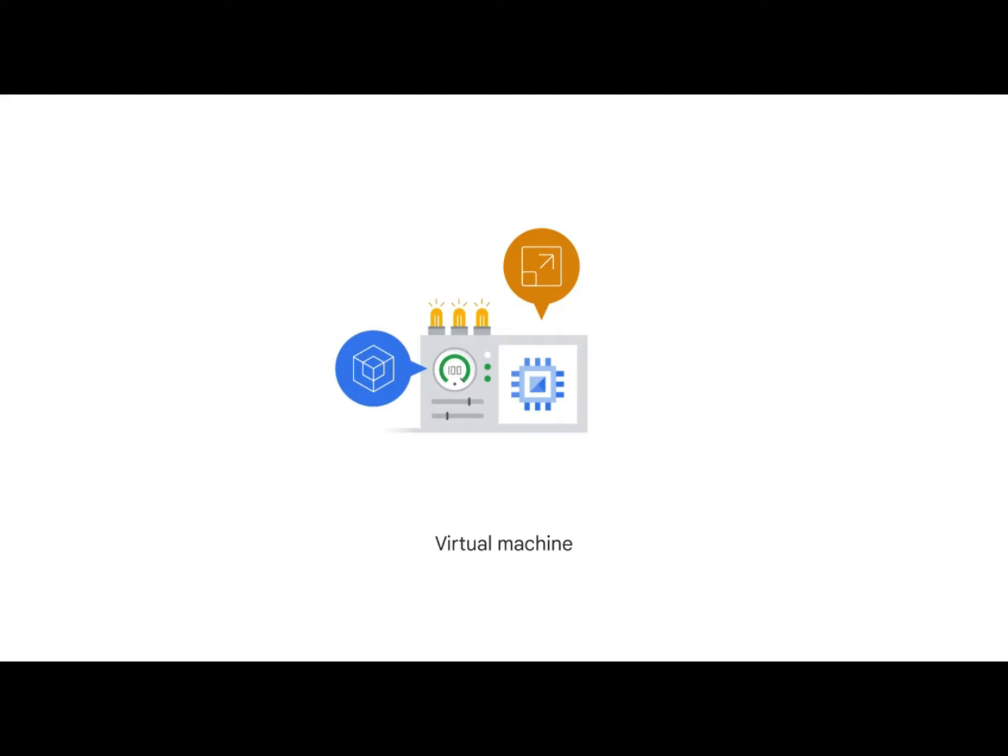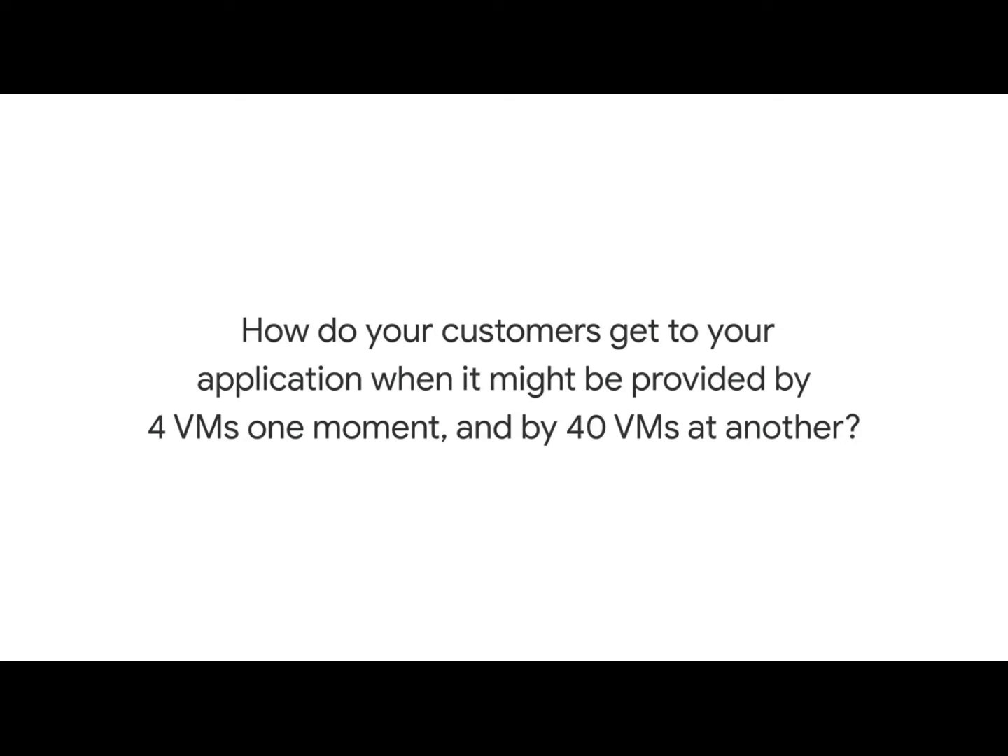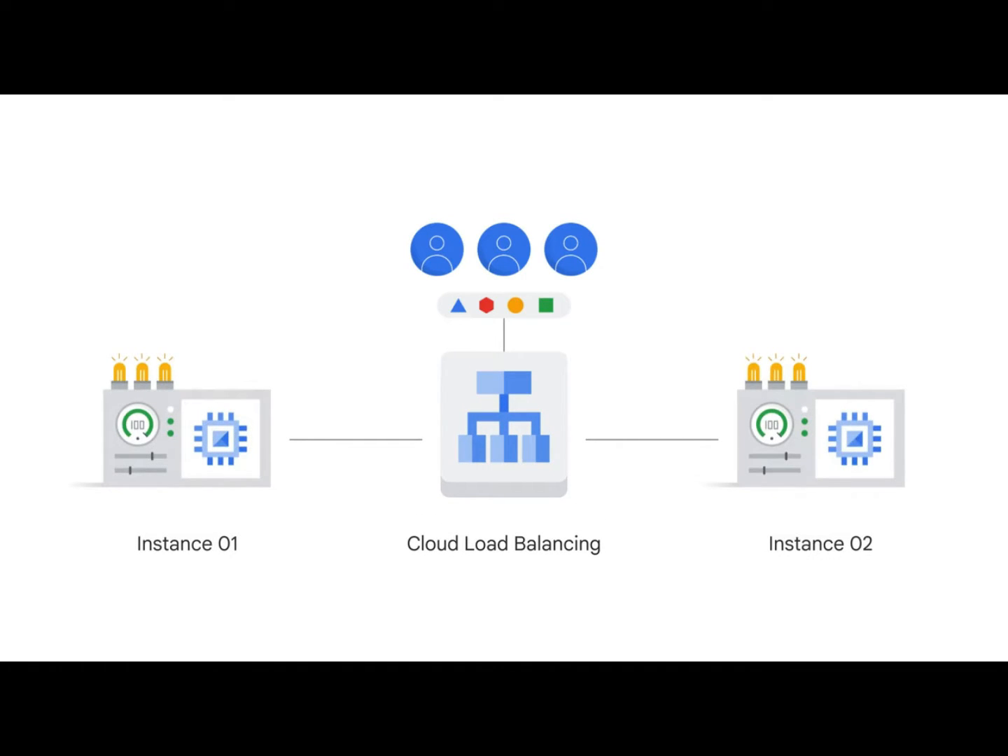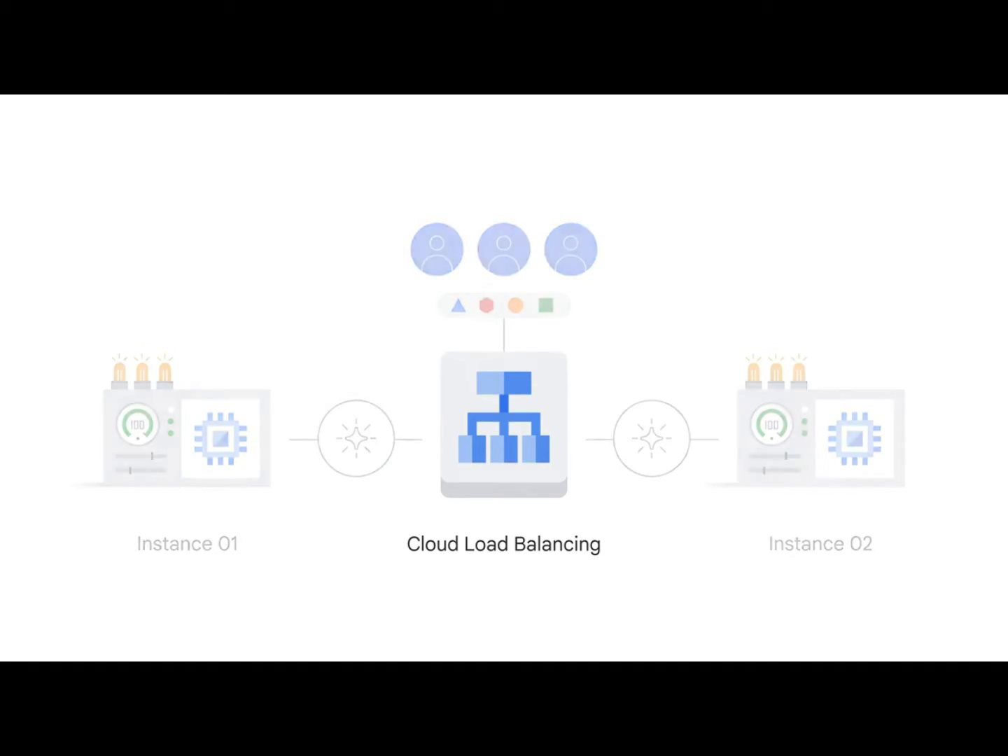Previously, we explored how virtual machines can auto-scale to respond to changing loads. But how do your customers get your application when it might be provided by 4 VMs one moment and by 40 VMs at another? That's done through cloud load balancing. The job of a load balancer is to distribute user traffic across multiple instances of an application. By spreading the load, load balancing reduces the risk that applications experience performance issues.